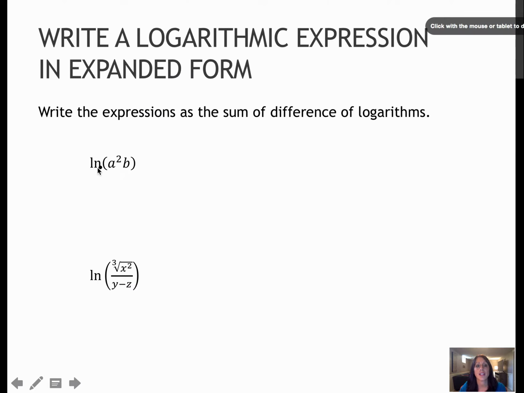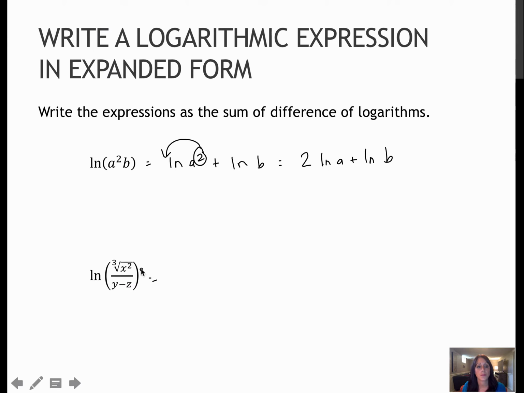Similar exercises now using natural logs, but exact same properties as before. So natural log of a squared b, I would write this as the natural log of a squared plus, because it's a product, the natural log of b. This 2 should now move to the front. So it would be 2 times the natural log of a plus the natural log of b.